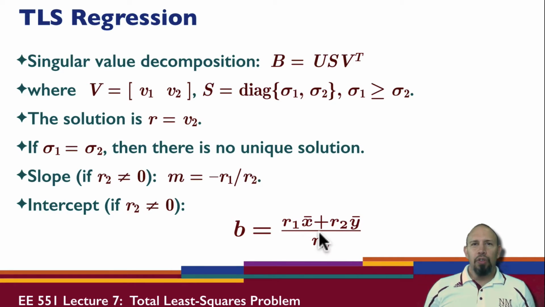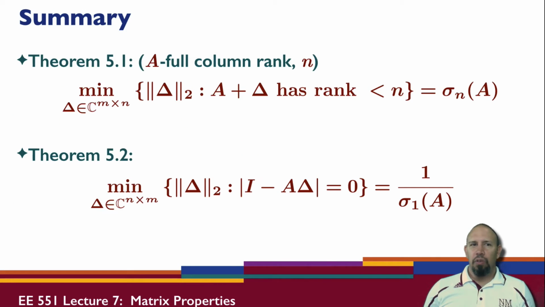So we have an approach for solving the total least squares regression problem. So in summary, for an additive perturbation, we have this result. It involves the smallest singular value. For a multiplicative perturbation, we have 1 over the largest singular value.